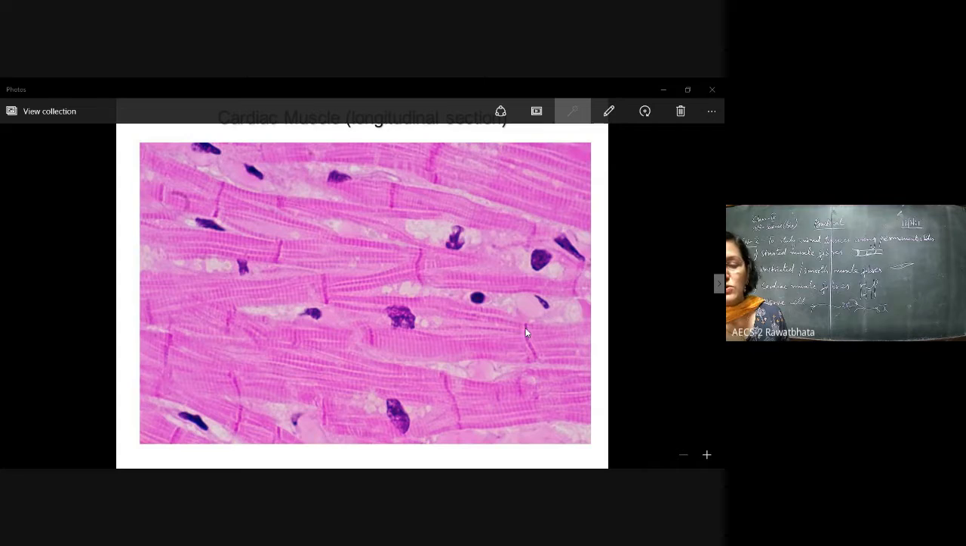And this one also is branching. One branch this side, another branch that side. This one is also branching. Here it goes, and here also it goes. This one also is branching on both the sides. So that is basically the branching of the cardiac muscle fiber.